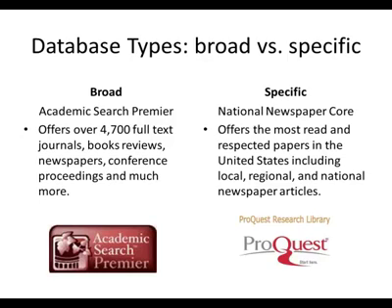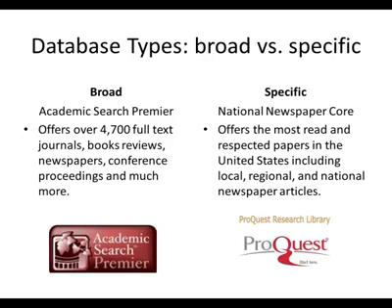Now let's talk about database types. A database such as Academic Search Premier is a very broad database because it offers over 4,700 full-text journals, book reviews, newspapers, conference proceedings, and much more. It covers a variety of topics from literature to world history to medical sciences and even the natural sciences. When we look at a specific example of a database, we can see the National Newspaper Core. It offers the most read and respected papers in the United States, including local, regional, and national newspaper articles. However, it only offers newspaper articles.